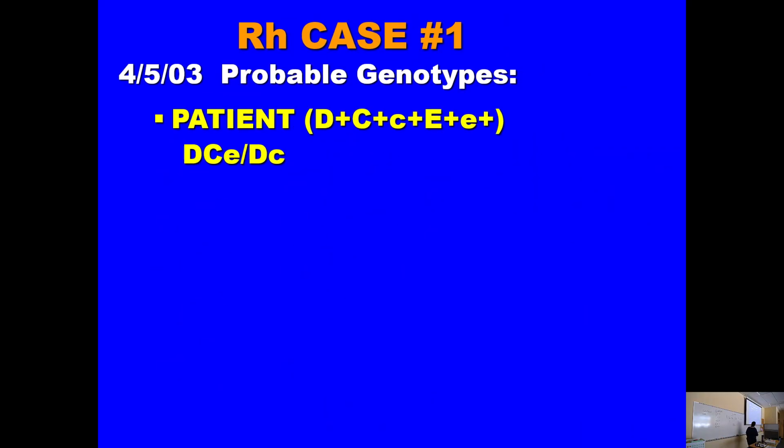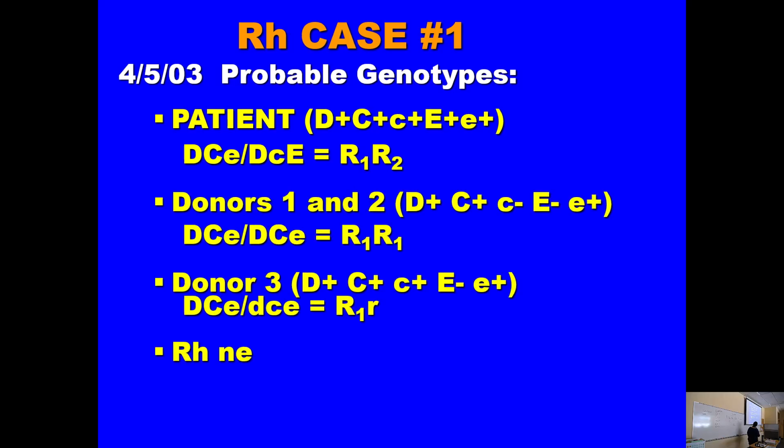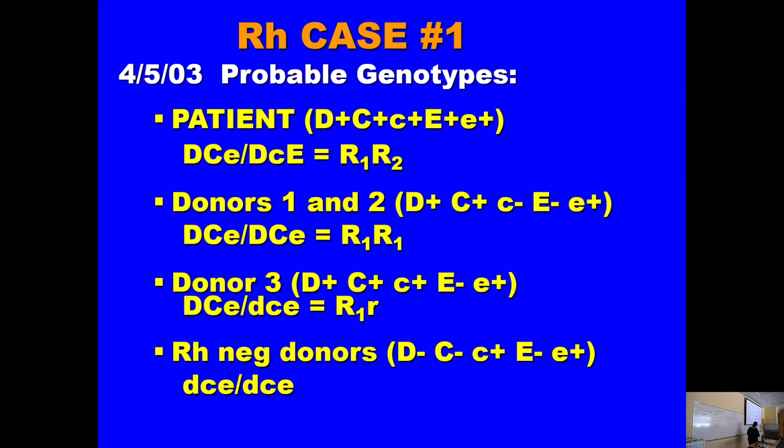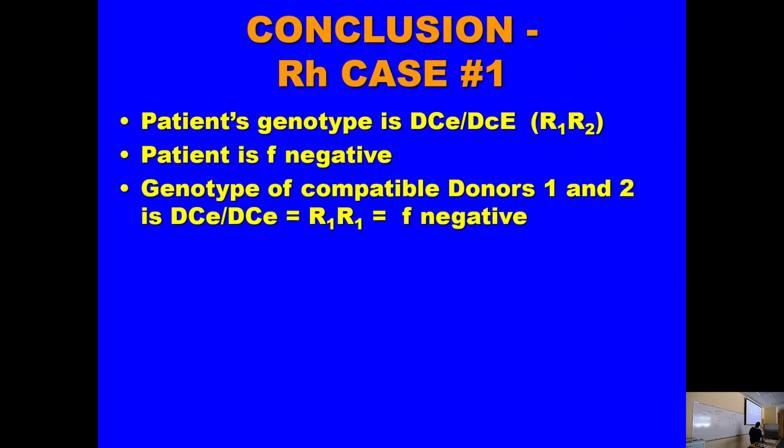So probable genotypes: the incompatible Rh negative units were likely little r. And so because of them, patient is F negative. What I want you to think about is, remember we got those squares, right? Big D, little d.